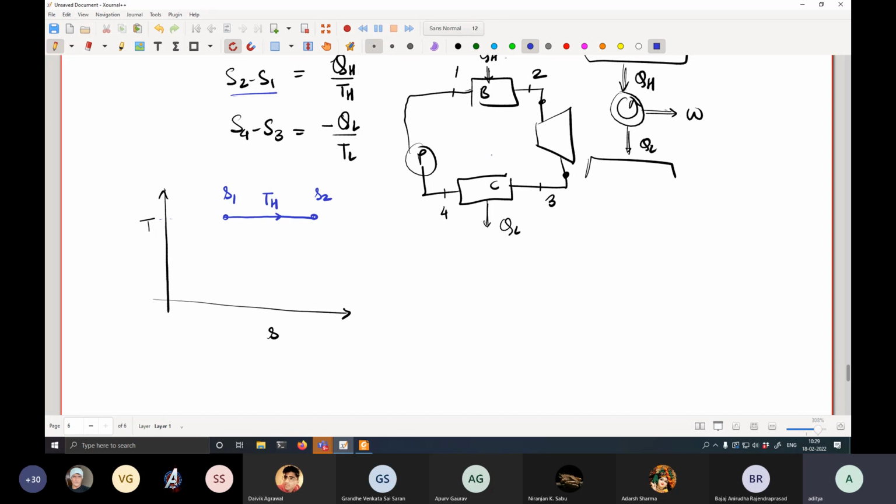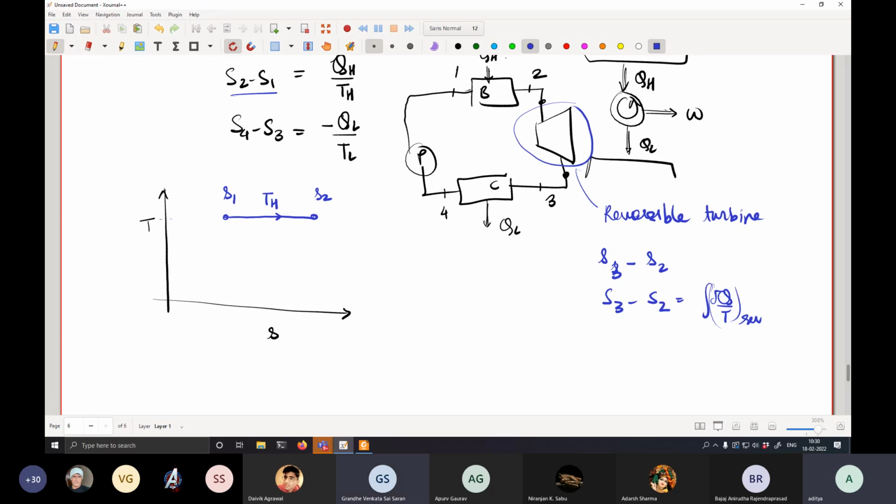Okay. Now what about this turbine? It's a reversible turbine. Not suppose, we are considering the Carnot cycle. So for a reversible turbine, what is S3 minus S2? It will be integral del Q by T reversible. But if it's an adiabatic turbine, what happens? It will be 0. So for a reversible adiabatic turbine, the entropy change is 0, and we say that the process is isentropic. So reversible and adiabatic imply isentropic.